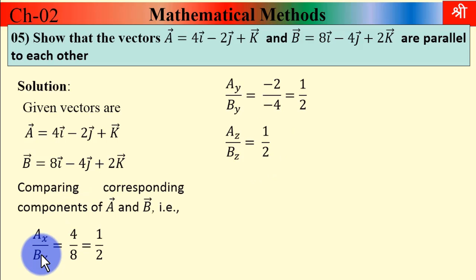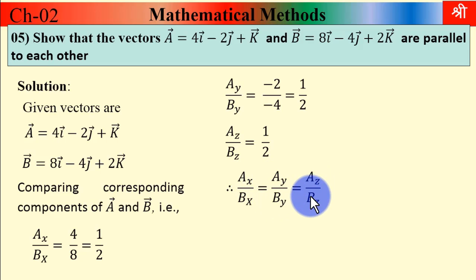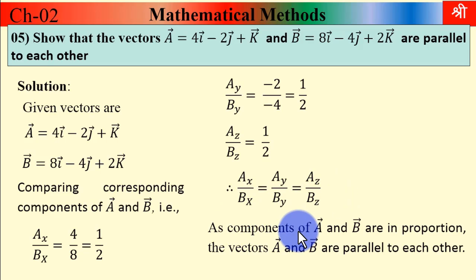Now see, ax upon bx, ratio of x components of two vectors is 1 by 2. Ratio of y components of given two vectors is also 1 by 2. And ratio of z components of given two vectors a and b is also 1 by 2. Therefore, ax upon bx is equal to ay upon by is equal to az upon bz, and that is equal to 1 by 2. Therefore, as components of vector a and vector b are in proportion, the vectors a and vector b are parallel to each other.